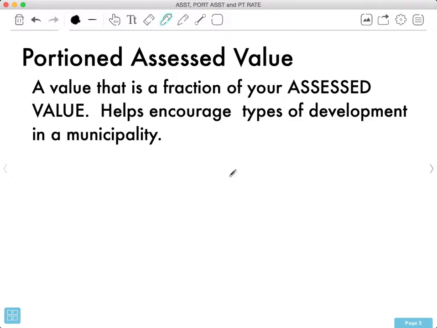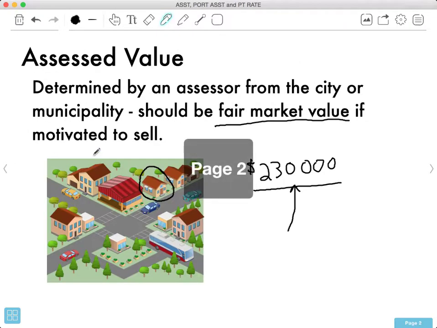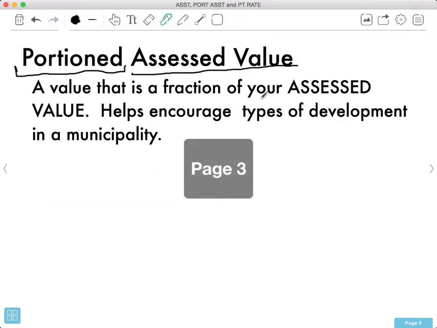Now, before they figure out how much property tax to charge you, they calculate what's called the portioned assessed value. So the assessed value is the $230,000, we'll use that from the previous page, that your house was assessed at. A portion is a piece of something. Like if you have a portion of ham, you're having a little bit of ham. If you're having a portion of cake, you're having a piece of cake. They're only going to tax you on a piece of your assessed value or a portion of your assessed value.